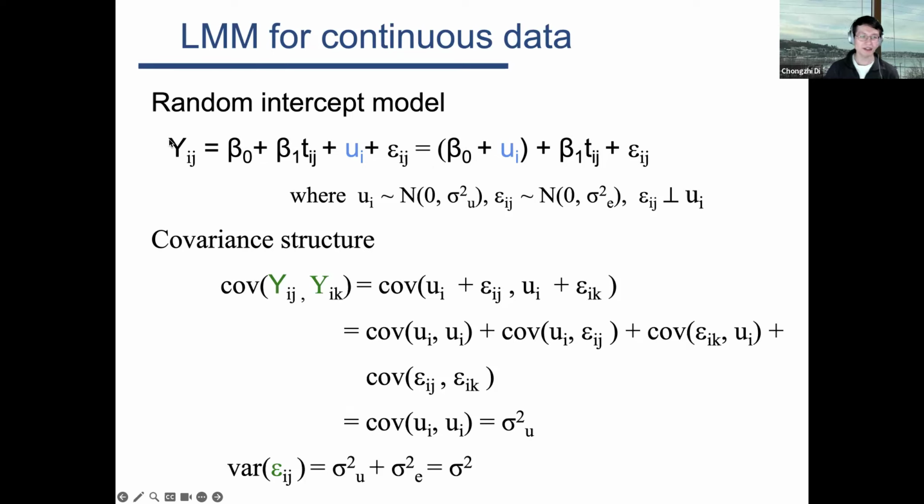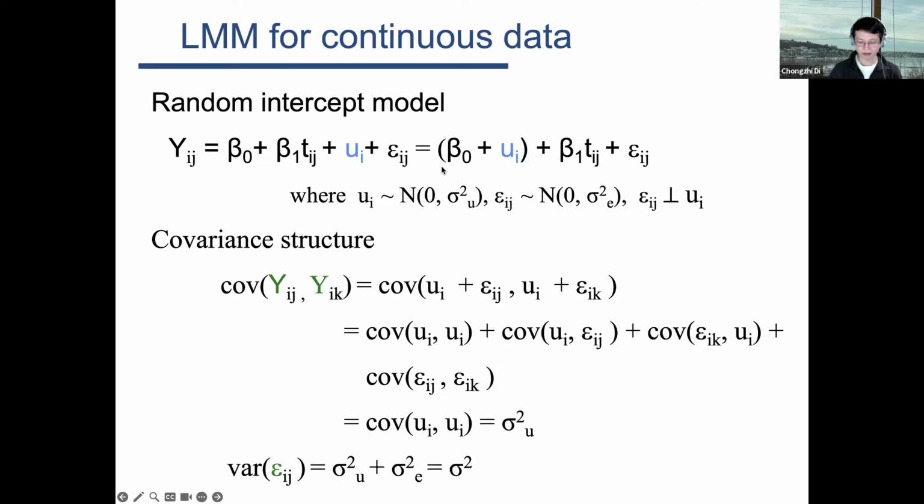Now if you introduce these additional Uis, we know that the Uis are not observable, so we treat them as random effects. We assume they all come from a common distribution with mean 0 and some variance. And then the epsilon in this case will be just a random error. So we assume it follows a Gaussian distribution with mean 0 and some variance. We also assume that the error epsilon ij and the random effects are independent. That's for identifiability reasons. So this is the random intercept model.